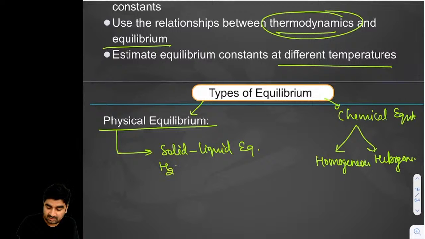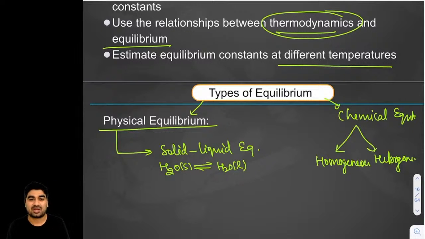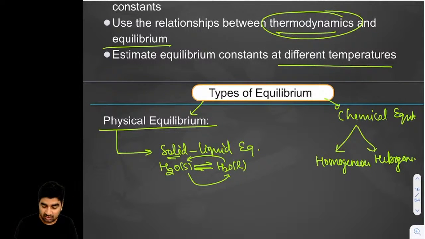Suppose I'm taking ice and this ice is melting and getting converted into water. So I will call this equilibrium solid-liquid, because this is the equilibrium sign, and at equilibrium the rate of formation of water will be equal to the rate of formation of ice. The same amount of water molecules are converting back into ice. Ice is melting into water. This is solid-liquid.